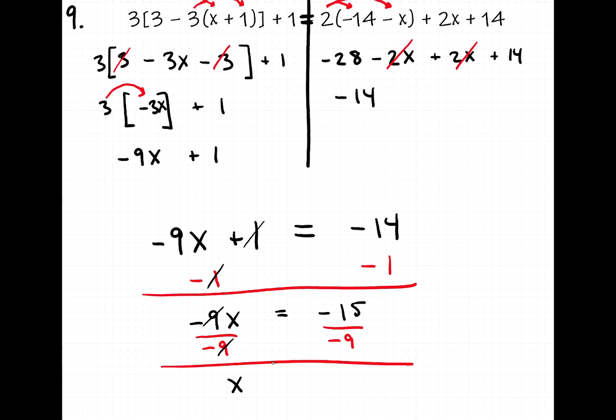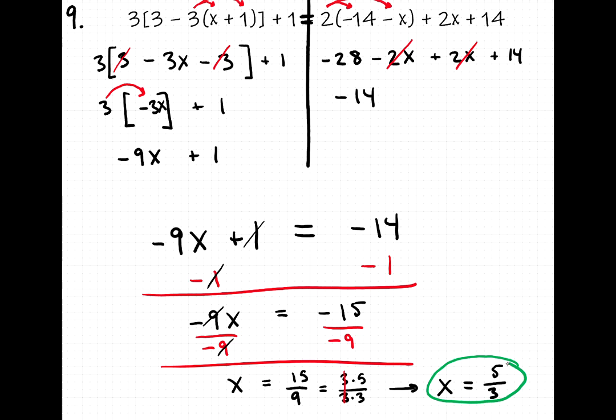On the left-hand side, we have an x. And on the right-hand side, -15 over -9. Well, two negatives cancel. So that's 15 over 9. 15 is 3 times 5. 9 is 3 times 3. Those 3s cancel. So our final answer is x equals +5 over 3.